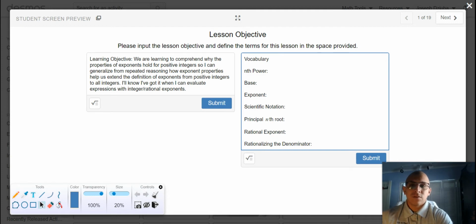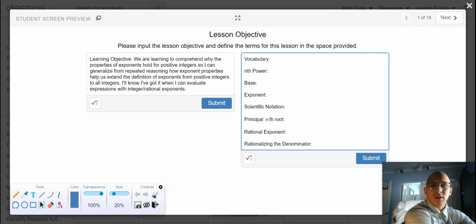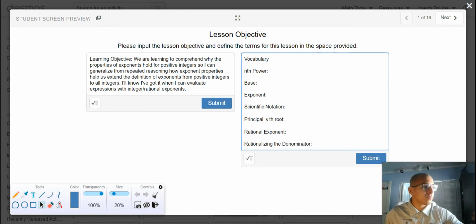Our learning objective for today's content is: we are learning to comprehend why the properties of exponents hold for positive integers, so I can generalize from repeated reasoning how exponent properties help us extend the definition of exponents from positive integers to all integers. I'll know I've got it when I can evaluate expressions with integer and rational exponents.